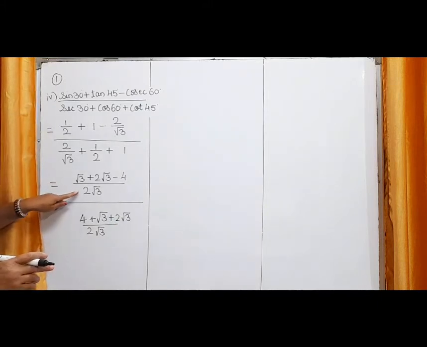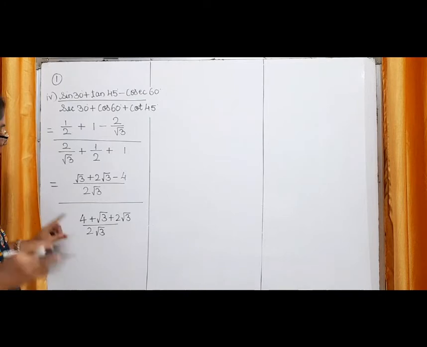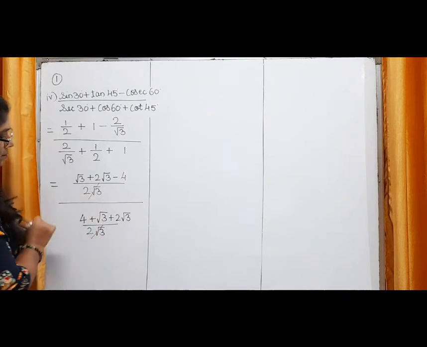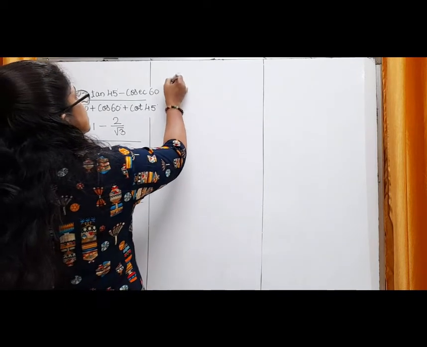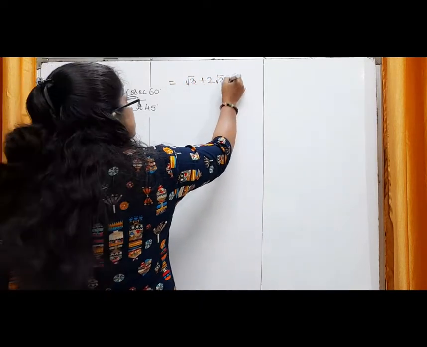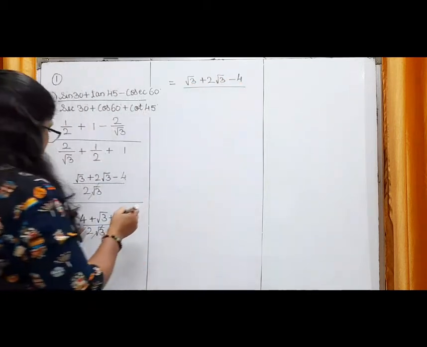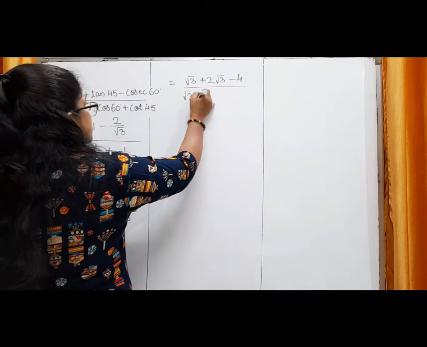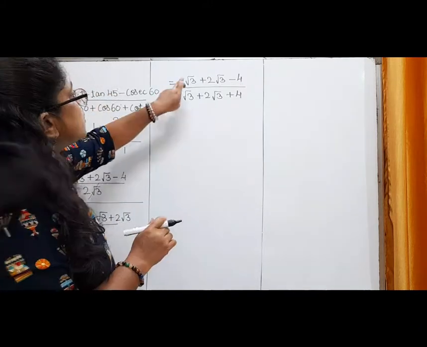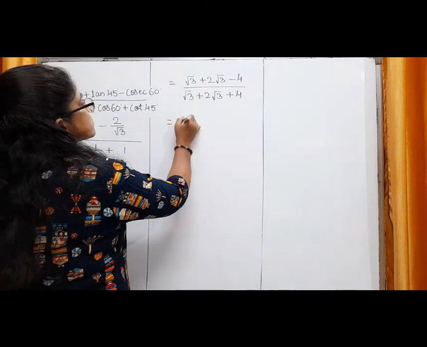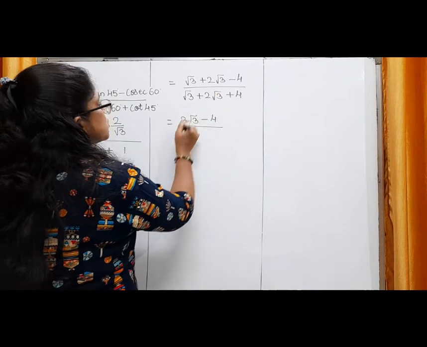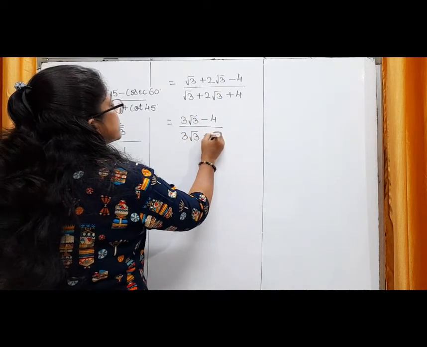Now if you have the same denominators in the numerator as well as the denominator, we can straight away cancel that. Now what is remaining? Root 3 plus 2 root 3 minus 4 upon root 3 plus 2 root 3 plus 4. Root 3 plus 2 root 3 is 3 root 3, so we get 3 root 3 minus 4 upon 3 root 3 plus 4.